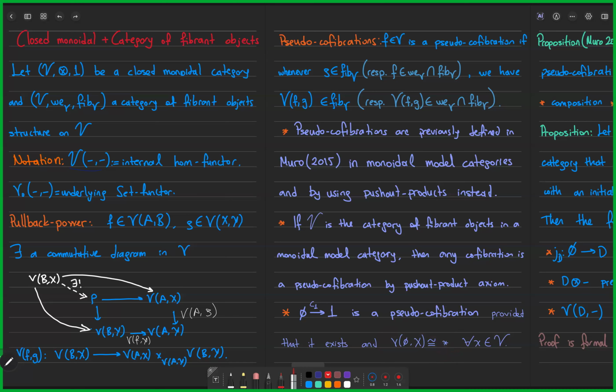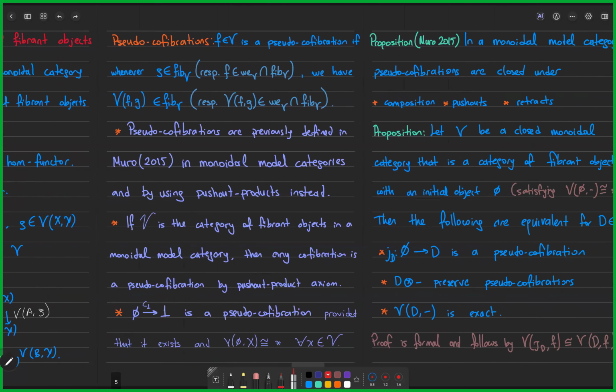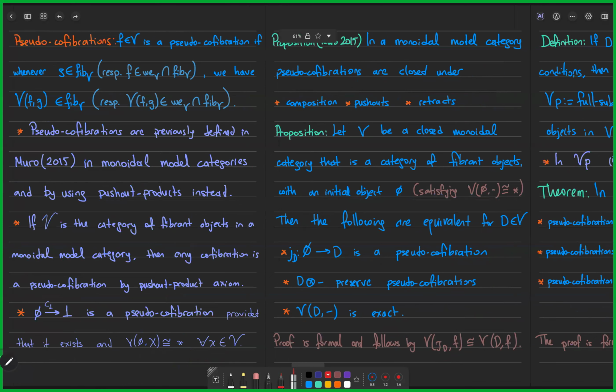So this is the definition of pseudo-cofibration. And in Muro's 2015 paper, he gave some properties of them.